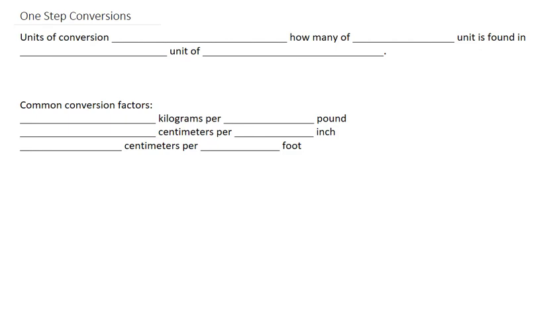One-step conversions. Units of conversion explain how many of one unit is found in another unit of measurement. So, for instance, we can have 1 kilogram, or you can say it's 2.2 pounds. Either would mean the exact same thing. So these are interchangeable and they are equal to one another.